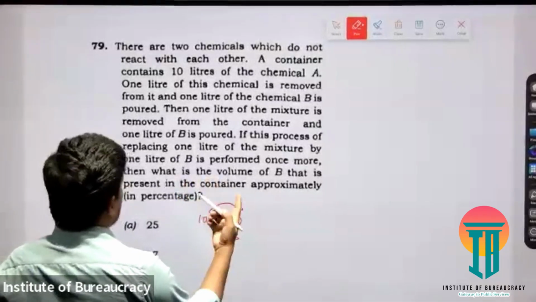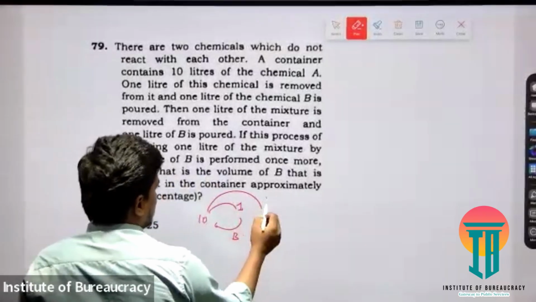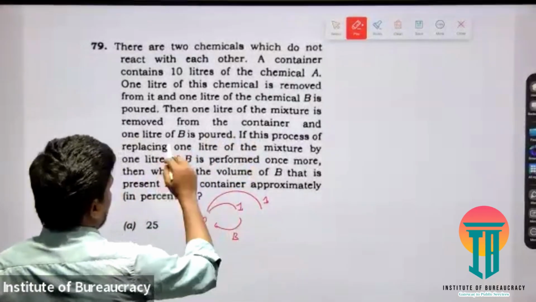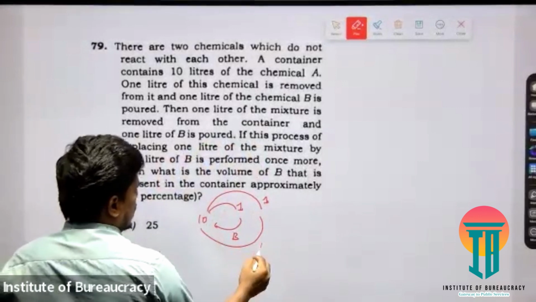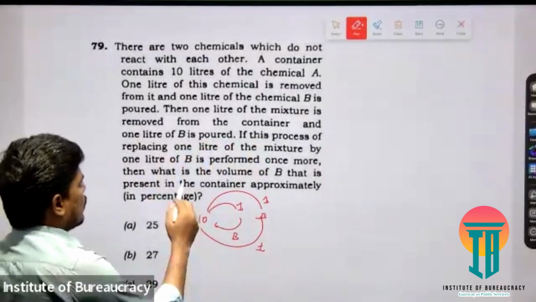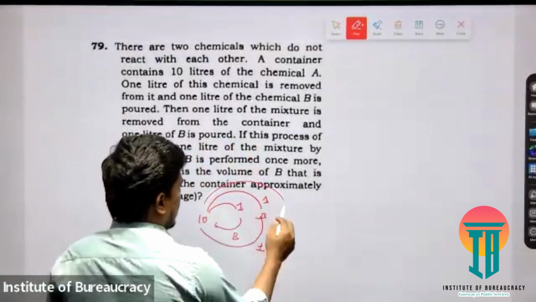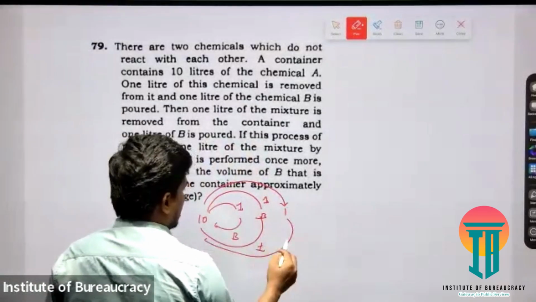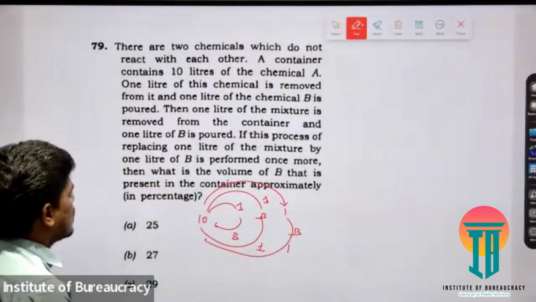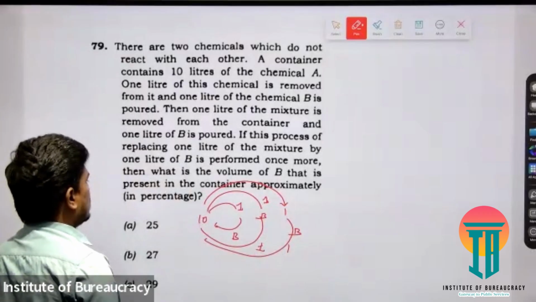Then 1 liter of the mixture is removed after mixing, and 1 liter of B is again poured. If the process of replacing 1 liter of the mixture by 1 liter of B is performed one more time, again they are removing 1 liter and again 1 liter of B is poured. So, what is the volume of B that is present in the container approximately?